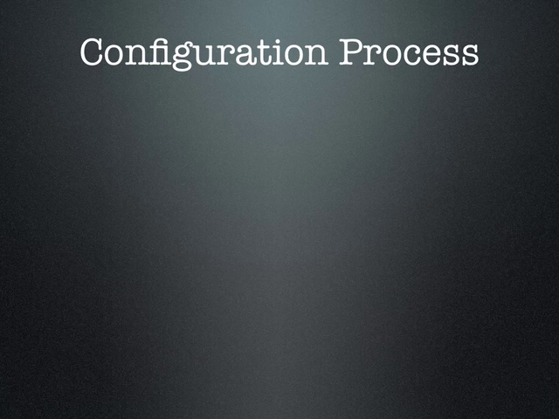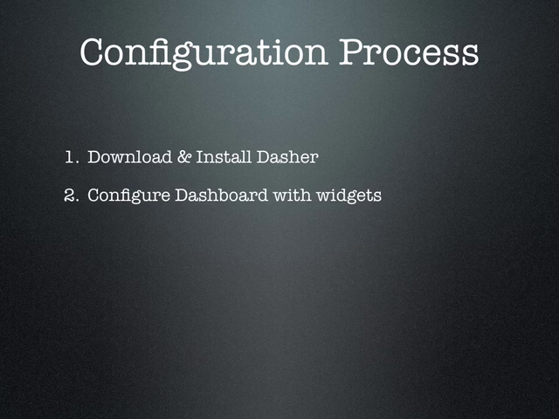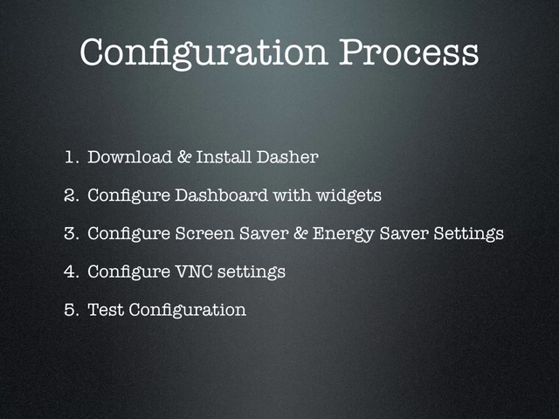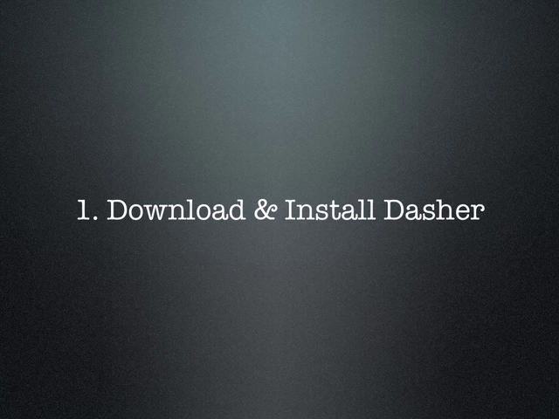So first of all, we need to break out the configuration steps. First we're going to be downloading and installing Dasher. Next we're going to be configuring our dashboard with widgets. We're going to configure screensaver and energy saver settings, configure VNC settings, test our configuration, and finally I'm going to show you some extras that can make it look better at the end.